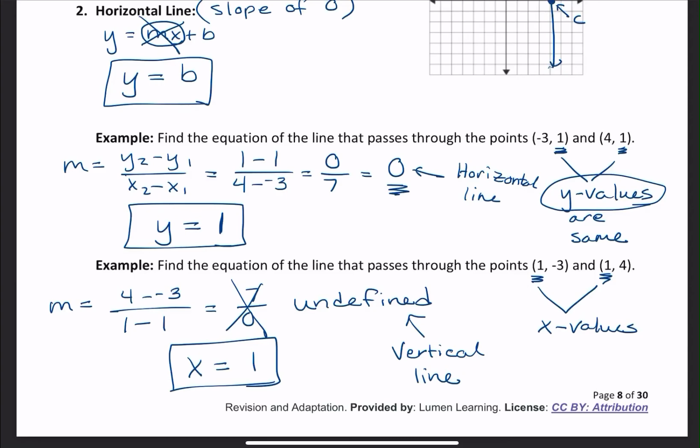Okay, we're going to cover perpendicular and parallel lines in the next video. So those are your 3 forms of an equation, slope, and how to deal with using the different formulas and vertical and horizontal lines.